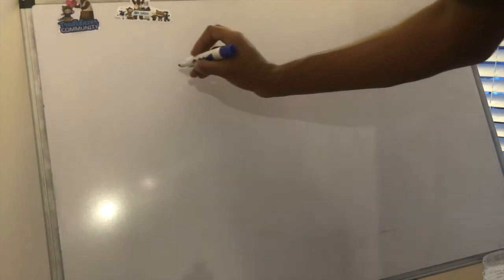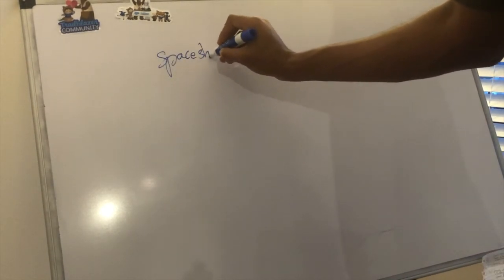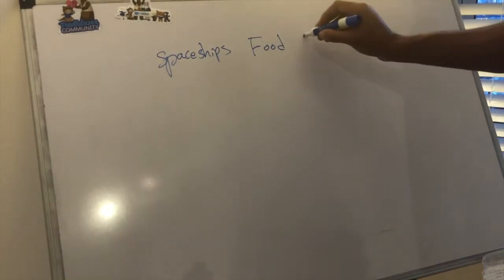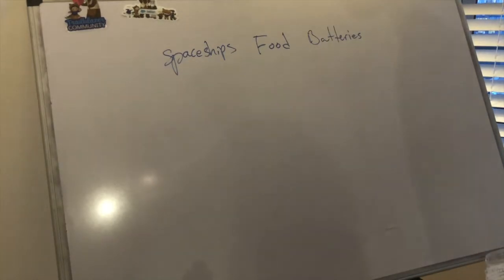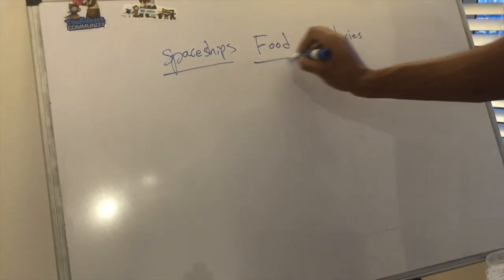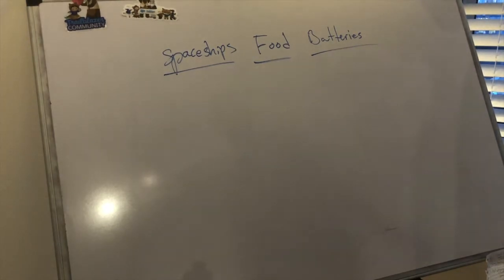Back to the whiteboard. So like I mentioned, we're going to set up a chain of communication and automated communication within the colony. So we're going to have spaceships, food, and batteries. So you could argue that on Mars, these would be some of the most important things, basically your transportation, how you're gonna live, and what runs basically all your stuff, the batteries.